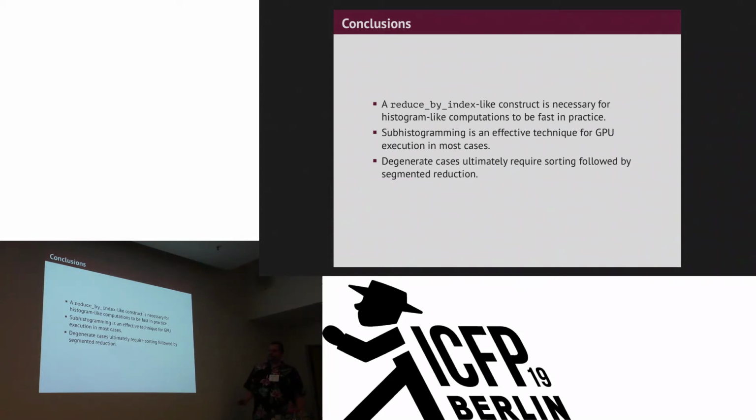And I'm a bit split on whether the compiler should automatically insert a check and branch to a sorting-based implementation, or whether it should be up to the programmer to know when it's possible to hit these degenerate cases, because it doesn't really happen often in practice, as far as I've seen. Okay, so that was my presentation. Questions?